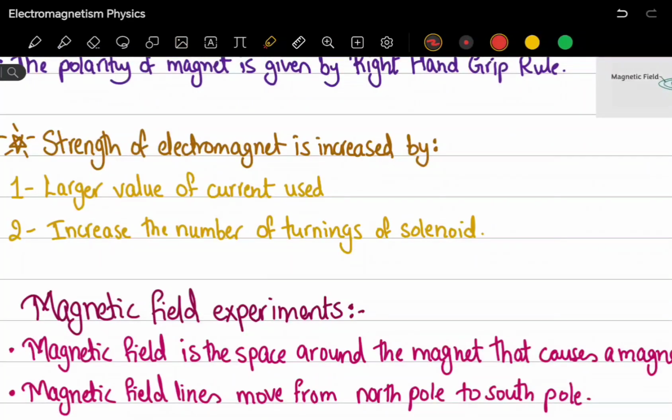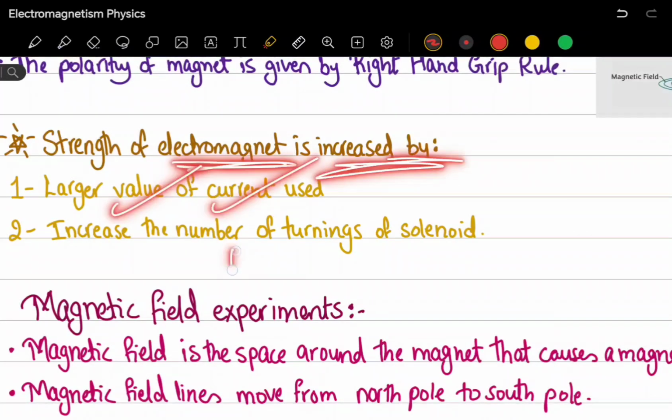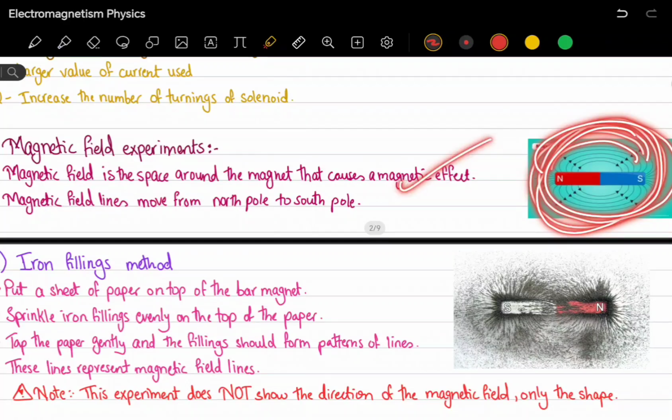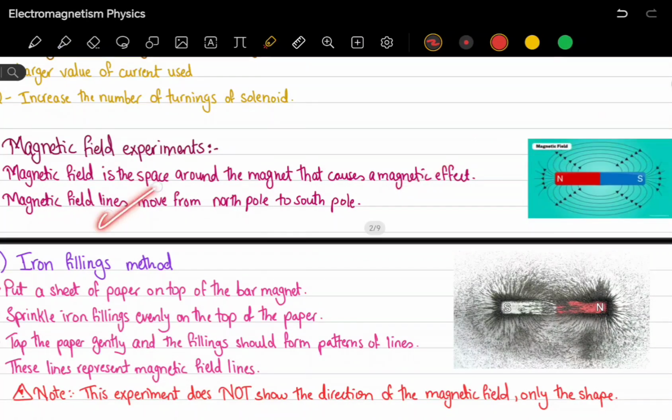Now always remember that the strength of the electromagnet is increased by a larger value of current and when you increase the number of turnings of the solenoid. So make sure to memorize these. Moving on to magnetic field experiments, we're going to discuss the magnetic field itself. It's a space created around the magnet that causes the magnetic effect. Magnetic field lines always move from north pole to south pole.